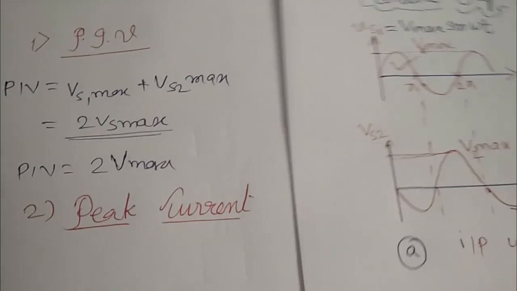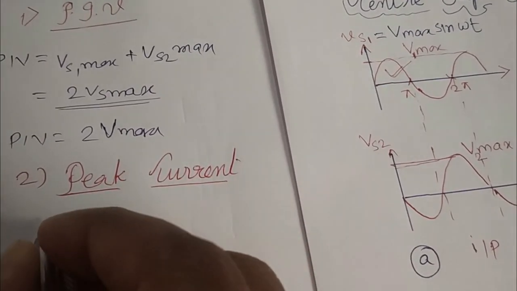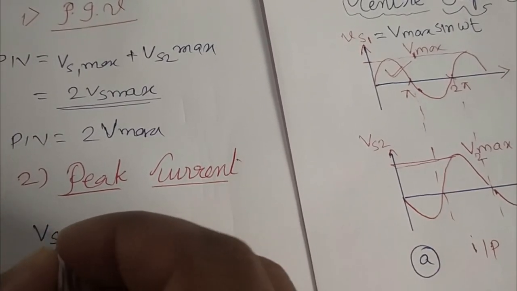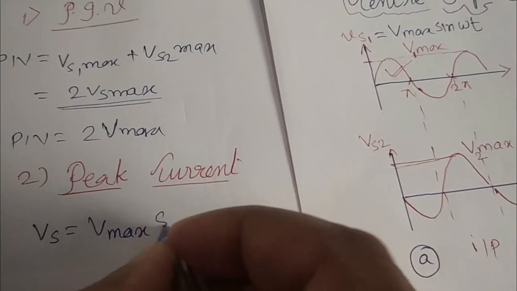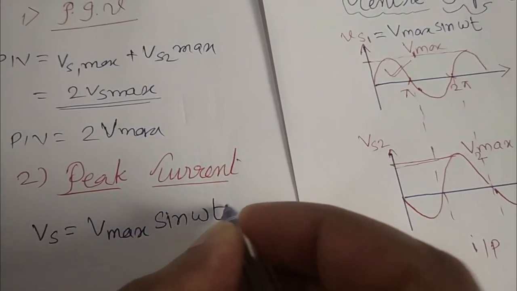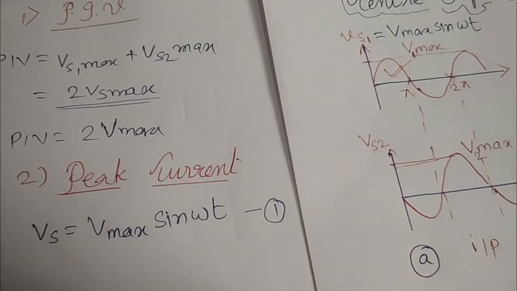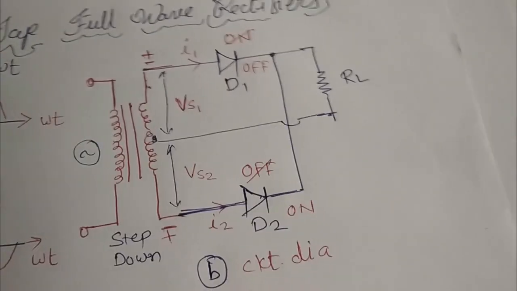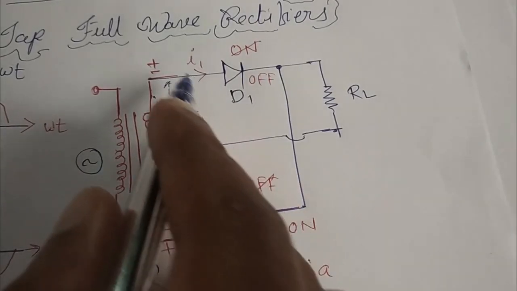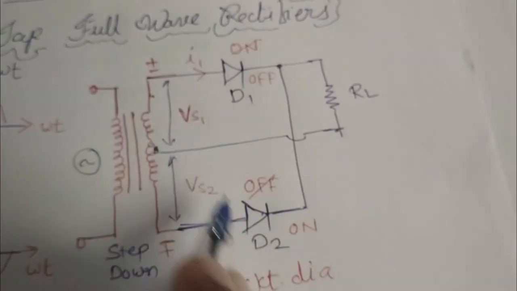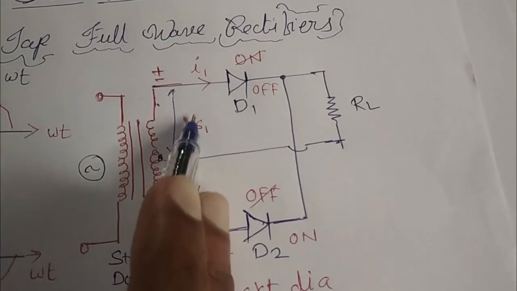So let us give some name to this expression, say expression 1. So we have Vs is equal to Vmax or Vs max sine omega t. So this is the voltage. Now current, we can check for D1 as well as D2. In D1 the current is I1 and in D2 the current is I2. So what will be the I1?